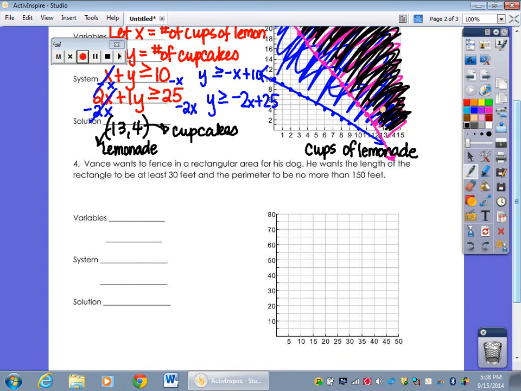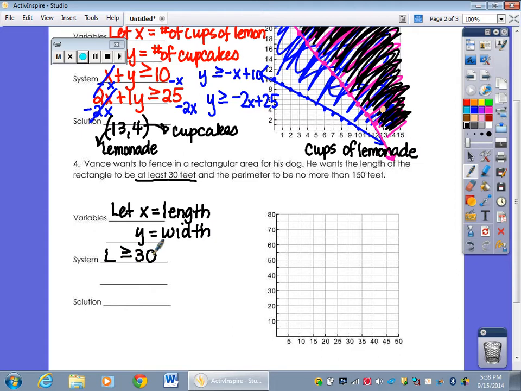Okay, the next one, Vance wants to fence in a rectangular area for his dog. He wants the length of the rectangle to be at least 30 feet and the perimeter to be no more than 150 feet. Okay, so I'm going to let x be equal to my length, and I'm going to let y be equal to my width. Okay, so the first one says he wants the length to be at least 30.